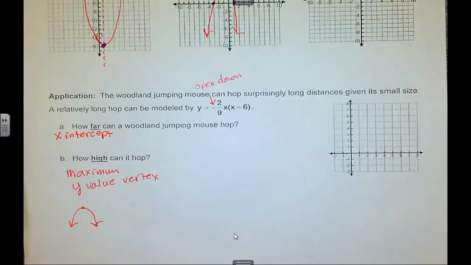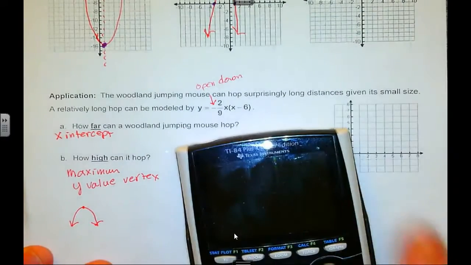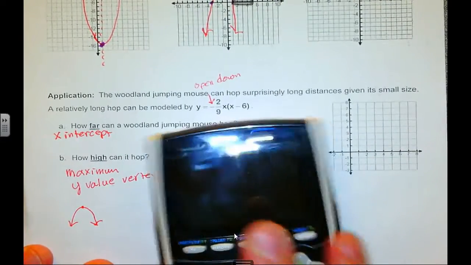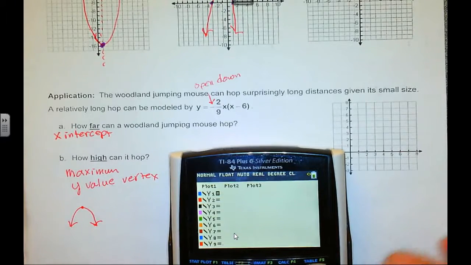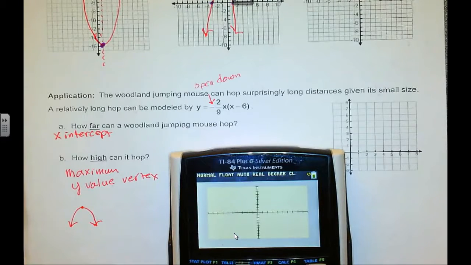So, I don't feel like doing a whole bunch of work, so let's put this one in the calculator. Grab your calculators. Okay, so I've got -2/9 times x times a quantity, x minus 6. I'm going to graph this. Now, if you want to tighten up the window, you could. We can get all this stuff without changing the window. We're going to do that tomorrow.